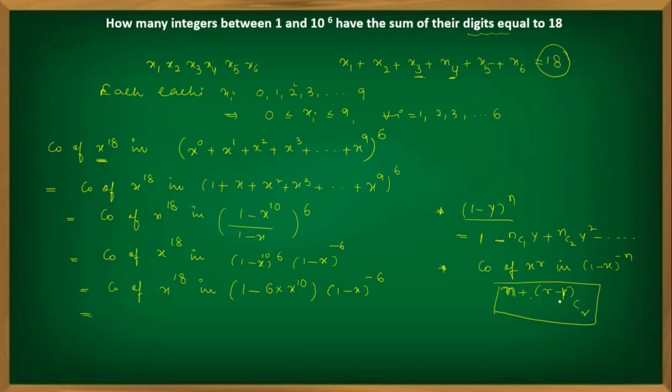What is that? n plus r minus 1 C r. That is the coefficient of x to the power of r in the expansion of 1 minus x whole power minus n, which you are seeing here as 1 minus x whole power minus 6. In place of n, what do you have here? 6 you have.